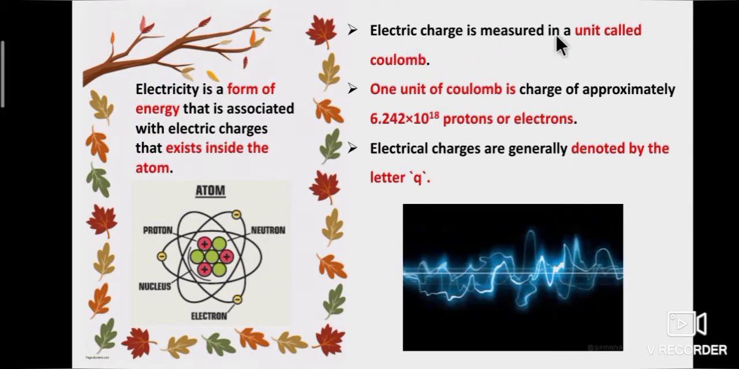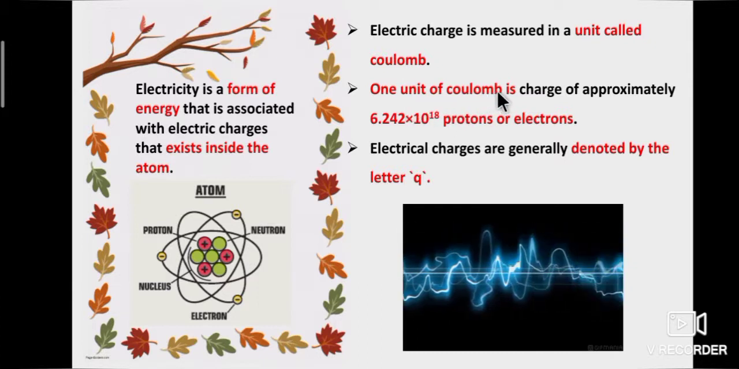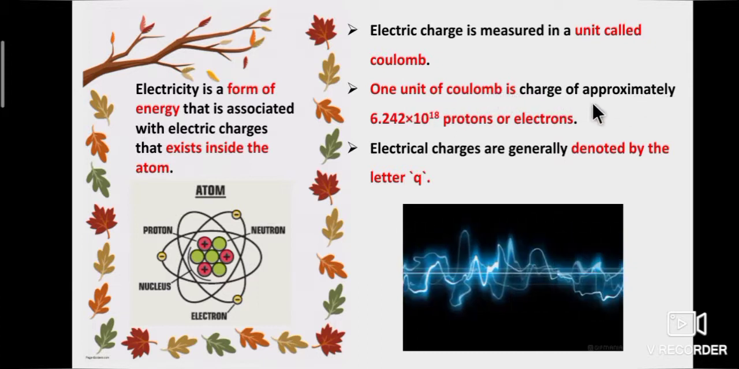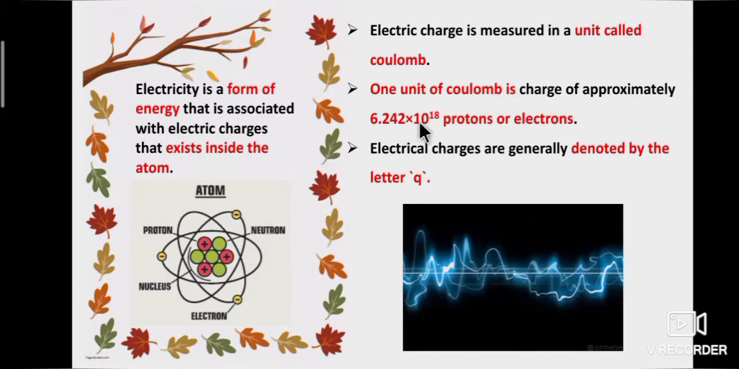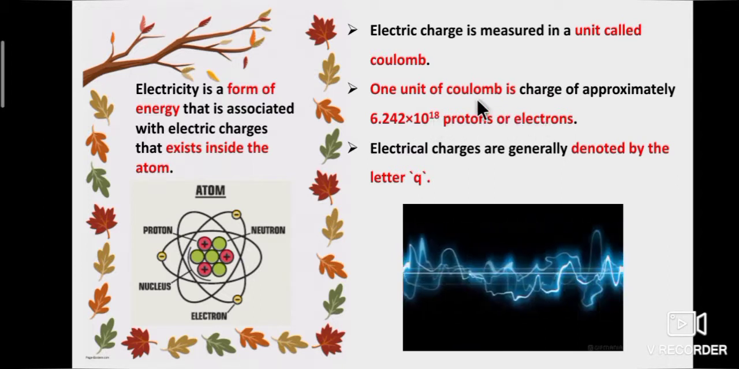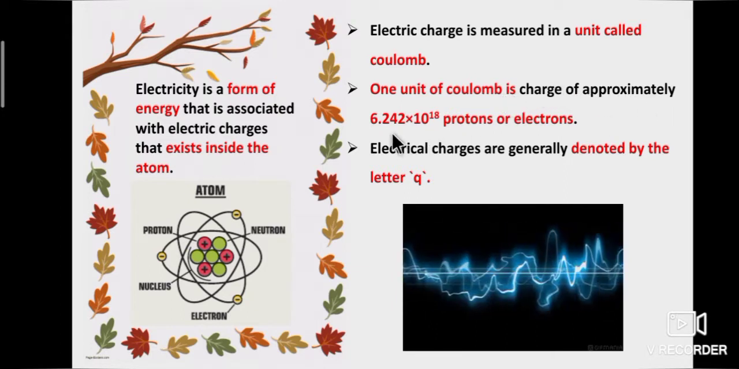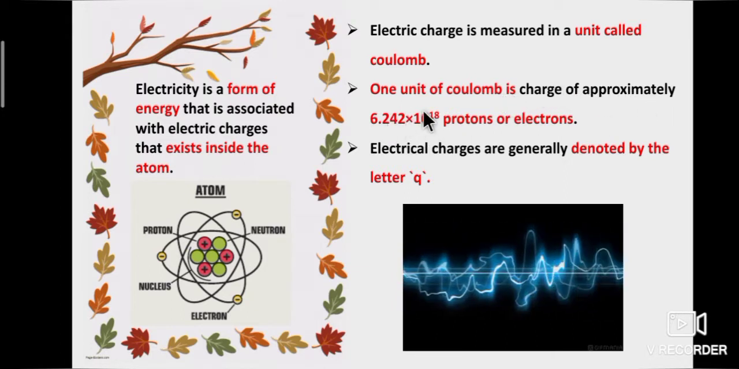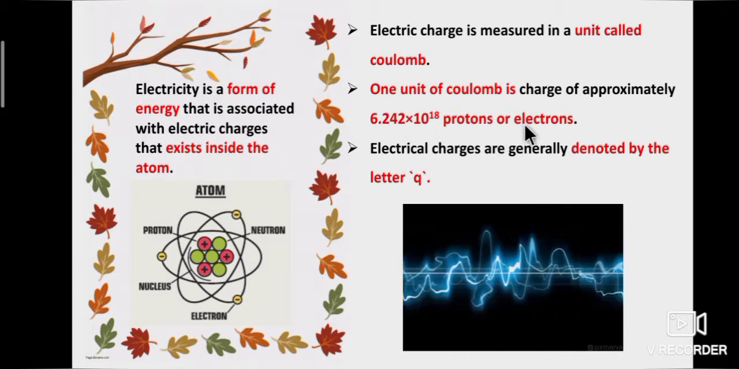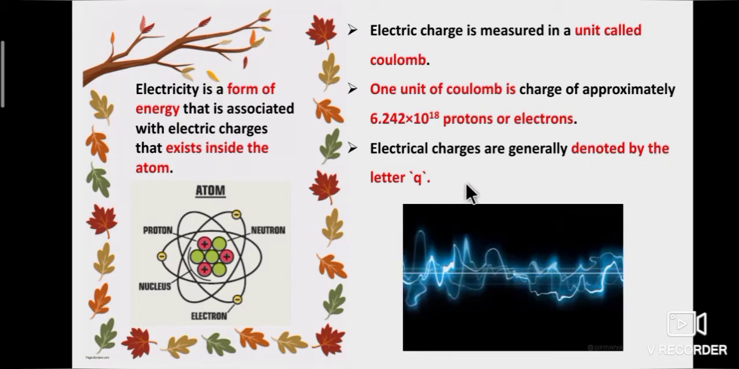Electric charge is measured in a unit called coulomb. 1 coulomb is the charge of approximately 6.242 x 10^18 protons or electrons. Electric charge is generally denoted by the letter Q.